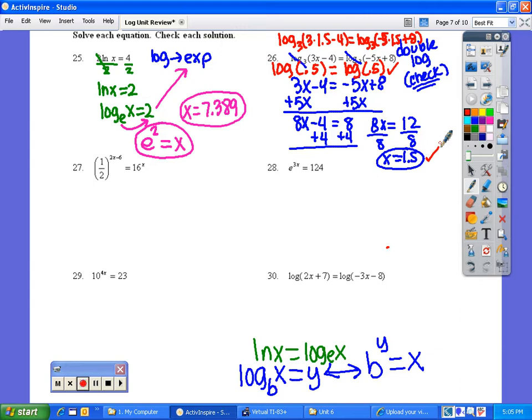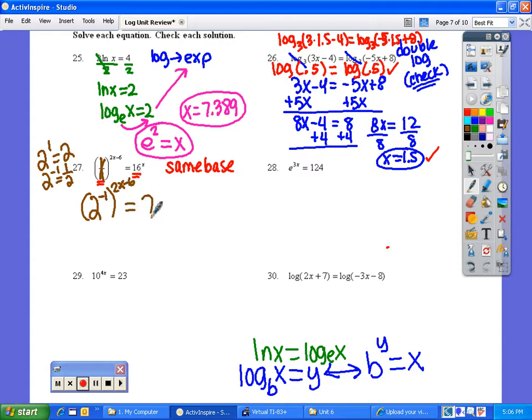Phew. Alright, next one is going to be the same base rule. So you have to make sure you get the same base here. They're not the same. I do know, looking at the problem, that I can get 2 because 2 to the 1 is 2 and 2 to the negative 1 would be 1 over 2, so I can use 2. So I've changed 1/2. I no longer have 1/2, and I've changed it to 2 to the negative 1, leaving 2x minus 6 on the outside. 16 is 2 to the 4th. I've gotten rid of that and I'll leave the x on the outside.